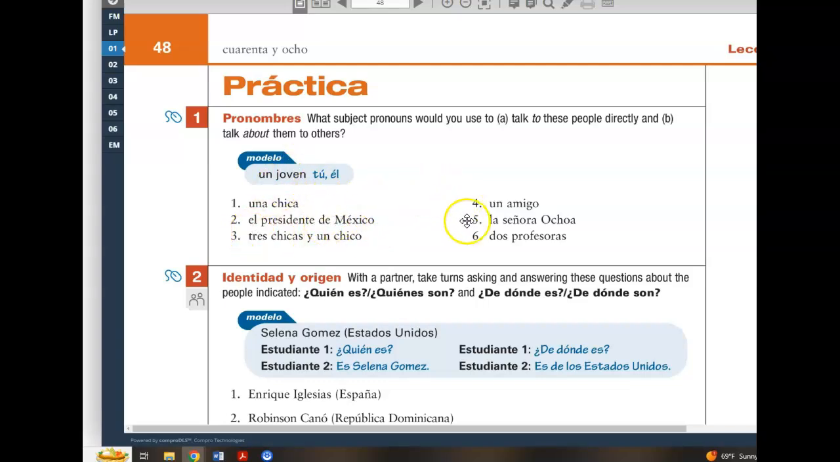So knock out 3 through 6. Indicate the subject pronoun used to talk to these people and to talk about them. And keep in mind that 3 and 6 are plural, talking about more than one person.